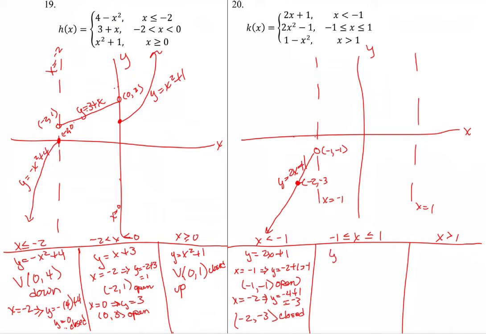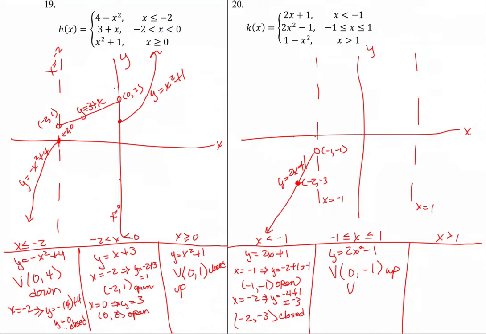Here I have y equals 2x squared minus 1. So I have a vertex of (0, -1) that's up, and it grows faster because of the 2. Sorry, the 2 makes it grow faster.